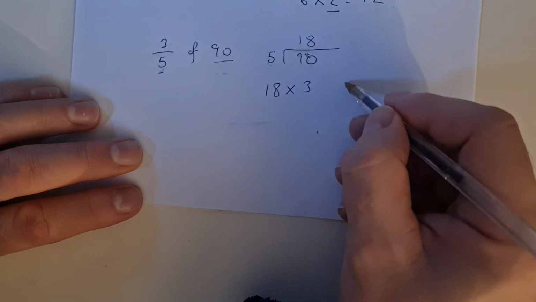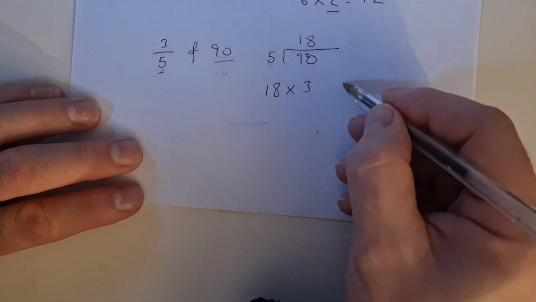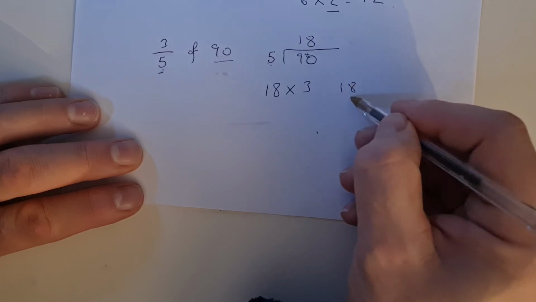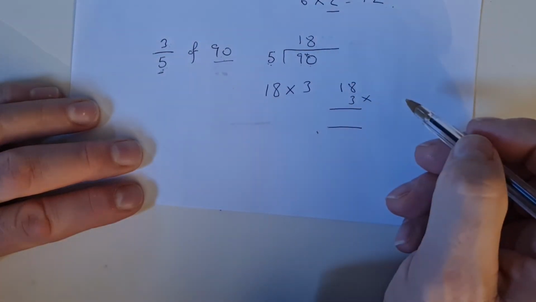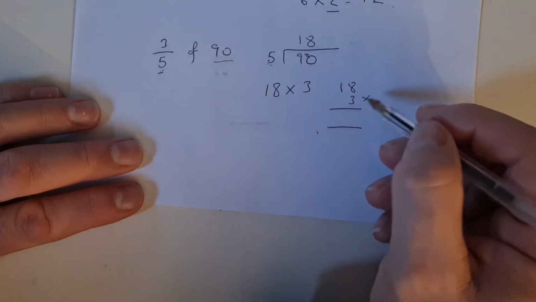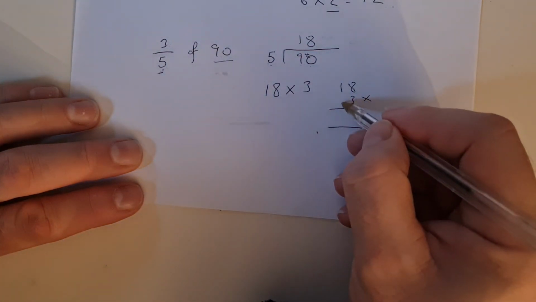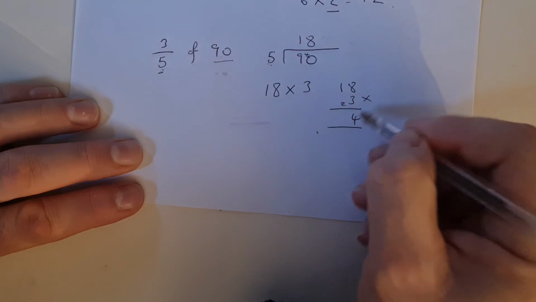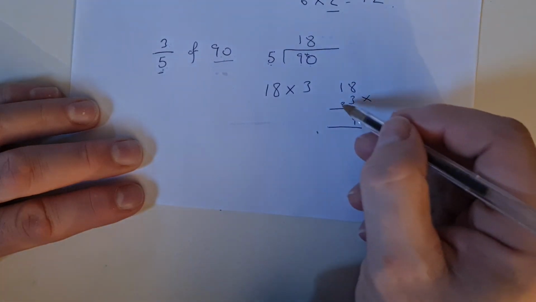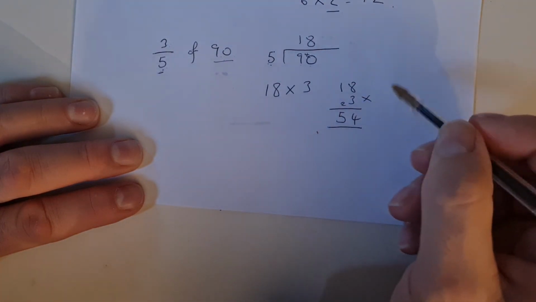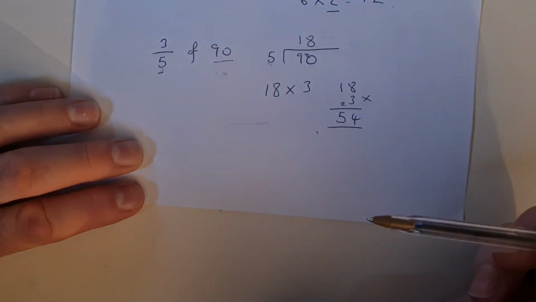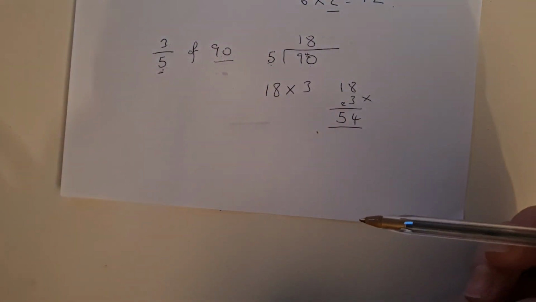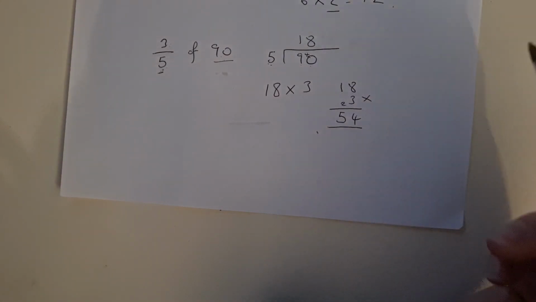And if I'm not sure about that, some of you are very good and can do that mentally. But some of you might need to do a multiplication like this to work out what it might be. 8 times 3 is 24. And then 1 times 3 is 3. Add the 2 is 54. So 3/5 of 90 is 54. And that's the kind of question that those of you who are doing the C challenges will be looking at today.